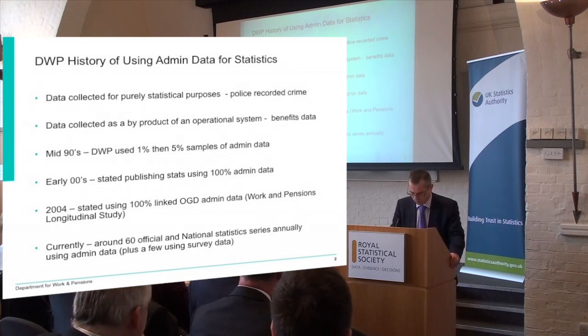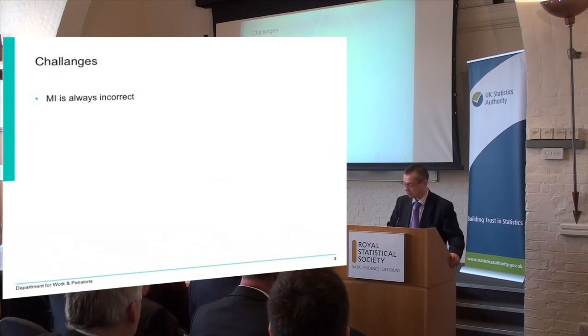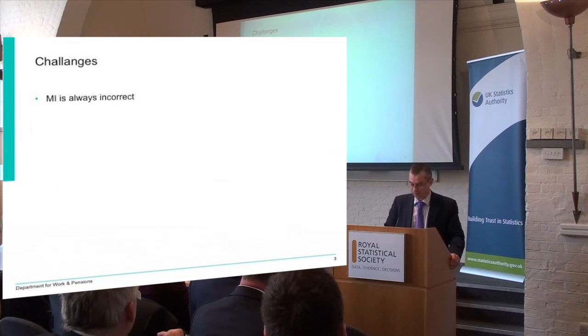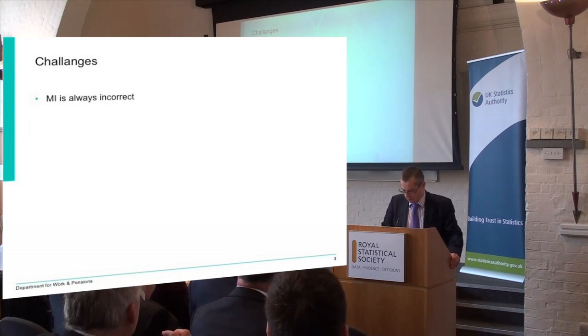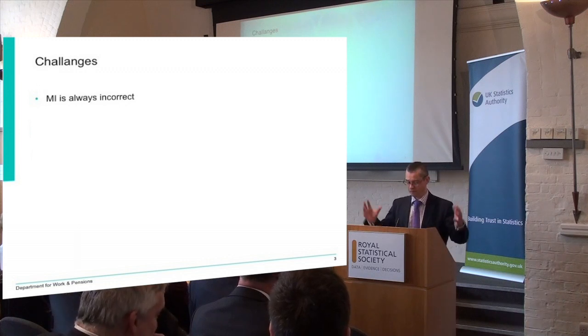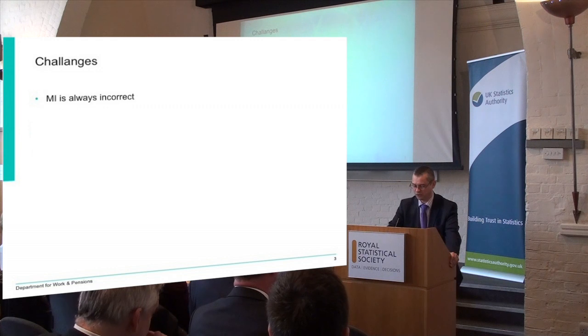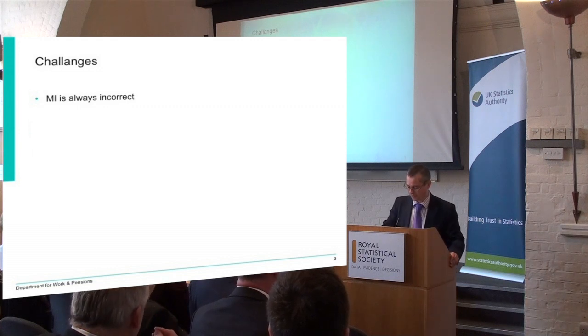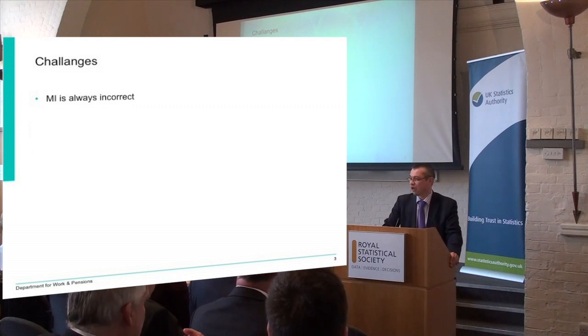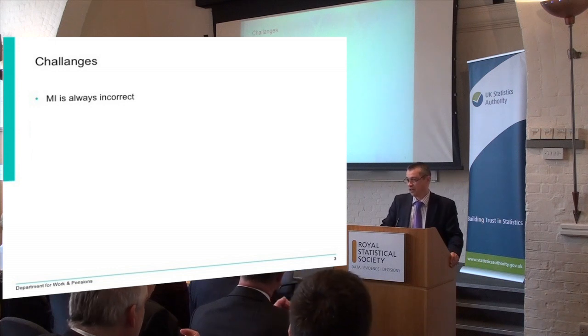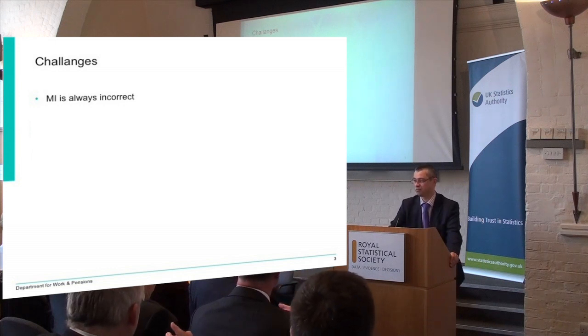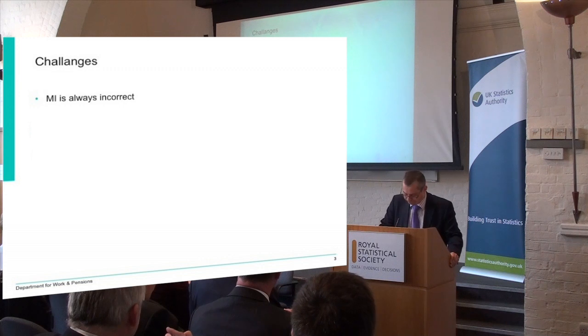Now, one of my big soapboxes is management information. I work in an operational department. My operational colleagues think management information is the bee's knees. It's absolutely 100% top quality, and lots of decisions are made on it. Management information is always incorrect. It is always wrong. I have never seen any management information that is correct. That doesn't mean to say it's useless or it's rubbish.